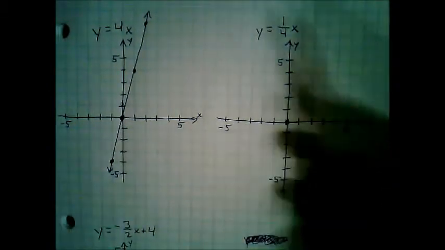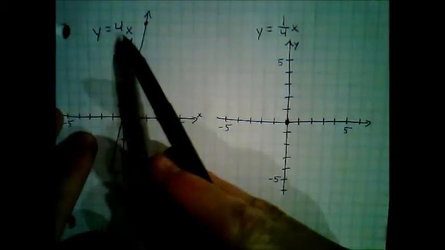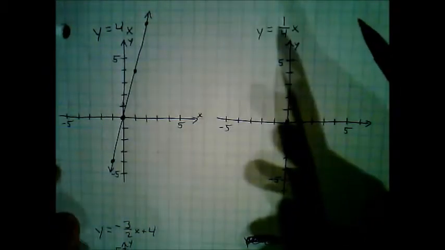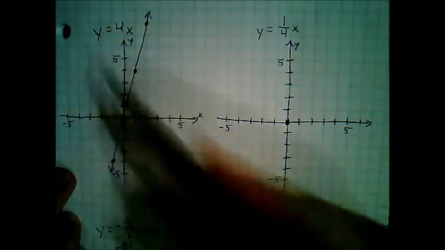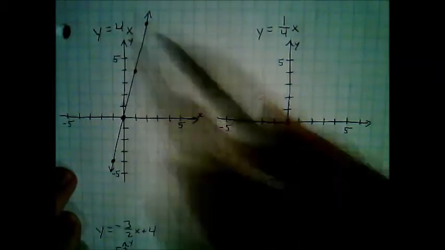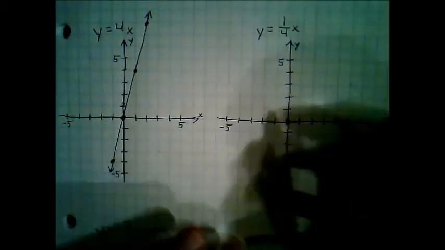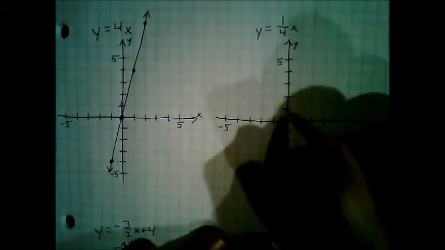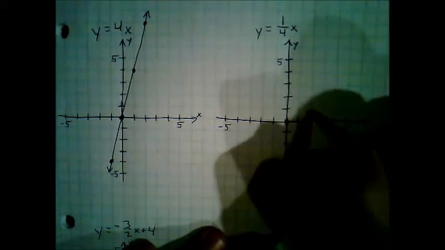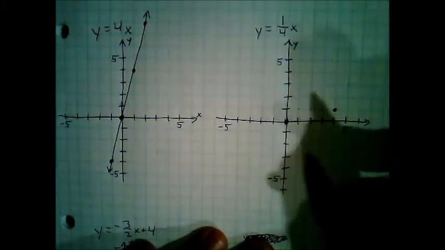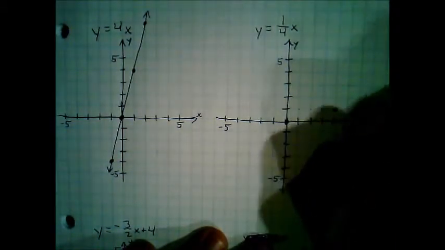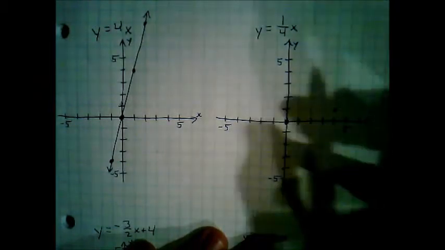Okay, now we want to make sure we understand the difference between a slope being 4 and a slope being 1/4. A slope of 4 means we're adding 4 tiles every figure. A slope of 1/4 means we're adding 1 tile every 4 figures. So here we're adding 1 tile. Our delta y is 1. We're adding 1 tile every 4 figures.